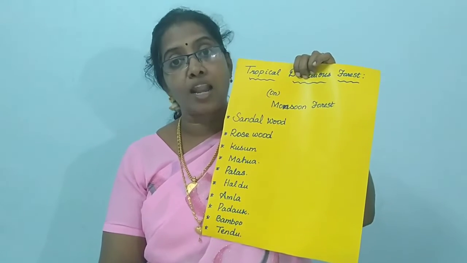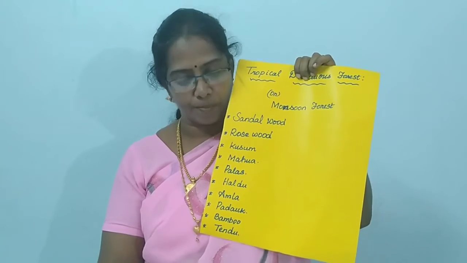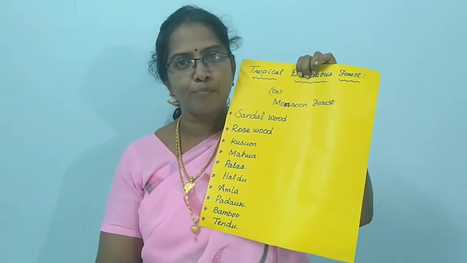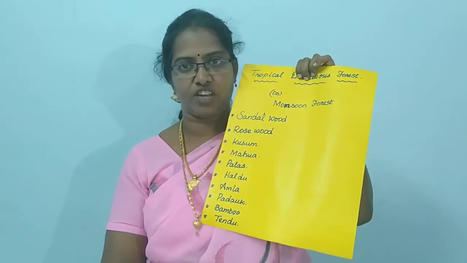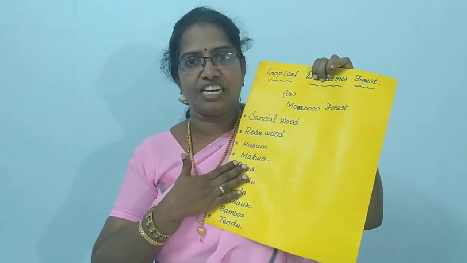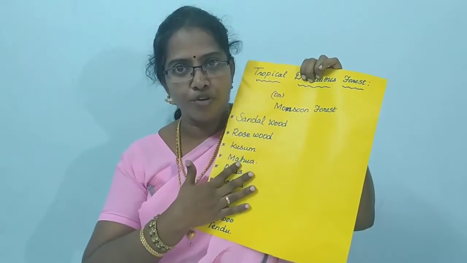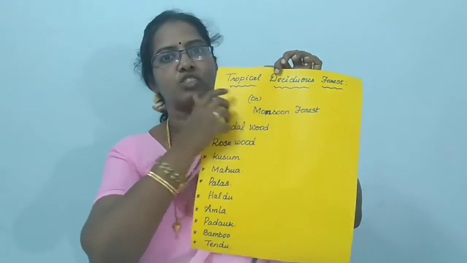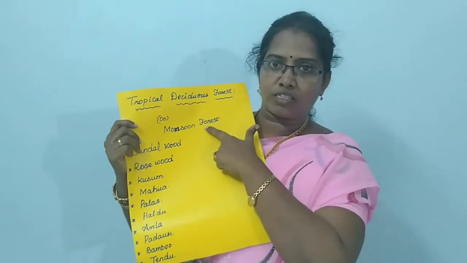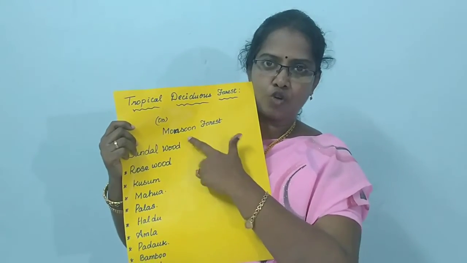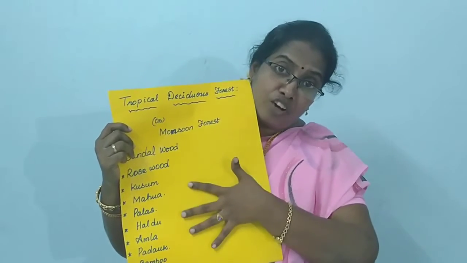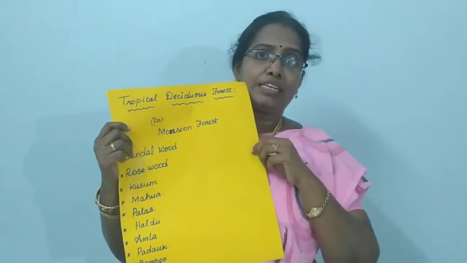Mahua, palas, haldu, amla, and padauk. Bamboo, in the sense you people know very well. In our district also it's available. Mungil is bamboo, and tendu. So these are the names of the trees found in the tropical deciduous forest. Tropical deciduous forest is otherwise called monsoon forest. These are the kinds of trees available in the tropical deciduous forest.